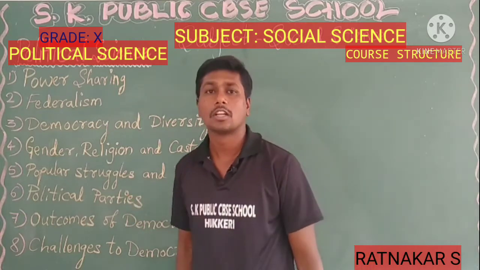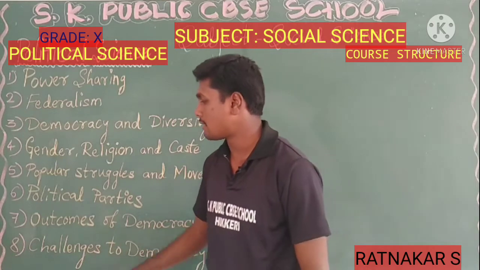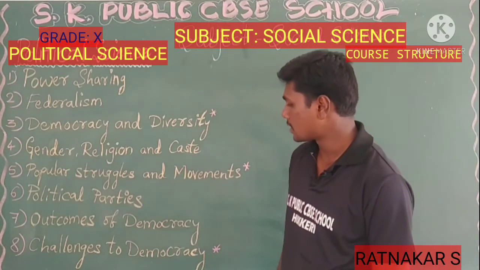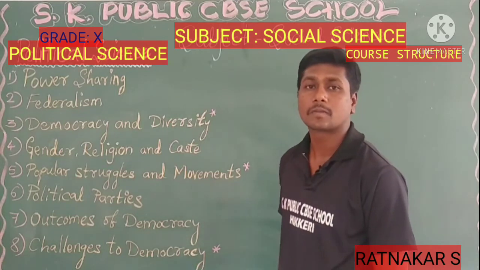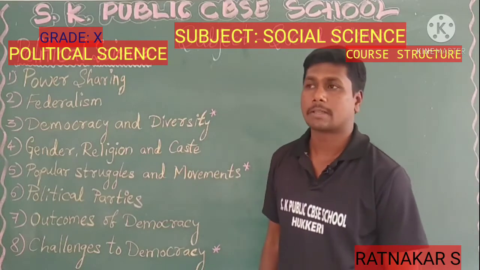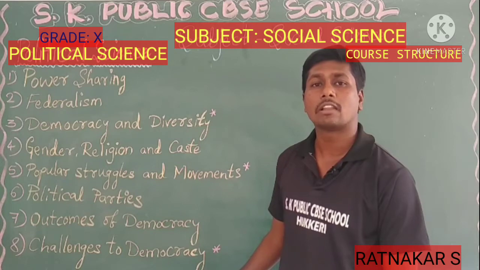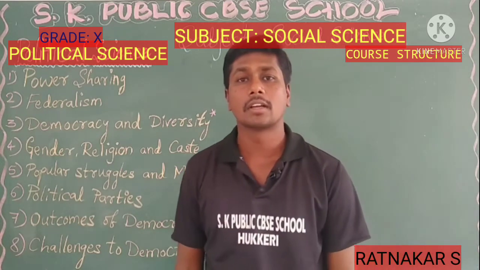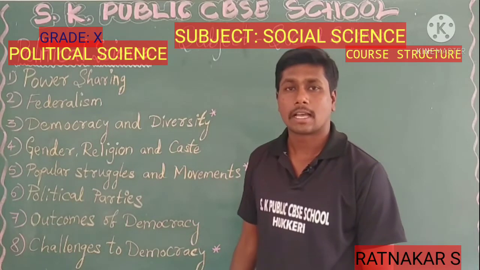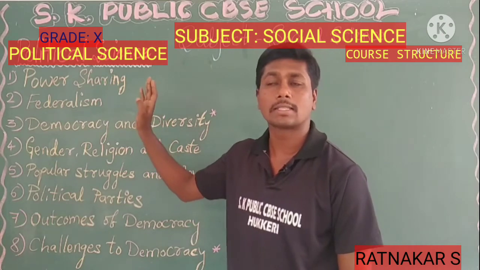Then the sixth one is political parties, and the seventh one is outcomes of democracy. The last, eighth lesson in political science is challenges to democracy. This lesson also will be evaluated only in the periodic tests, not in the board examination. So this is the overall course structure of political science.